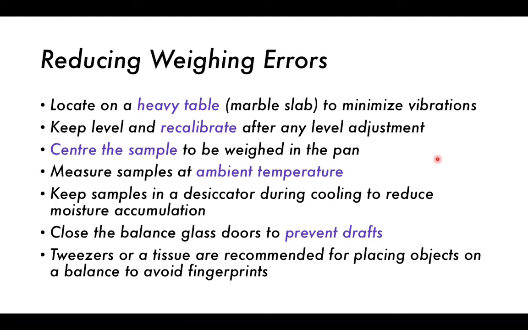Reducing weighing errors: we locate the balance on a heavy table. Sometimes a marble slab is used, or you could use basically any piece of flat stone, so long as it's heavy, to minimize vibrations from the building. This becomes particularly important whenever the balance is located higher up a tall building, because generally the vibrations are larger at the top of a tall building versus the bottom.